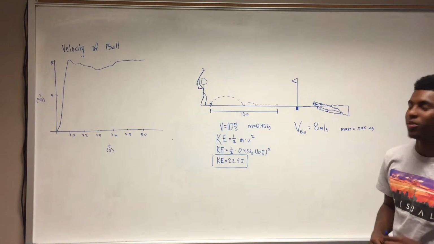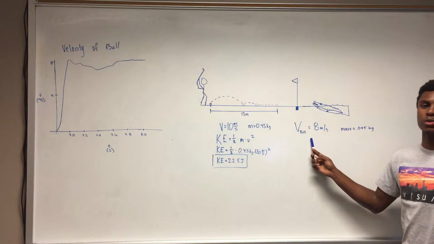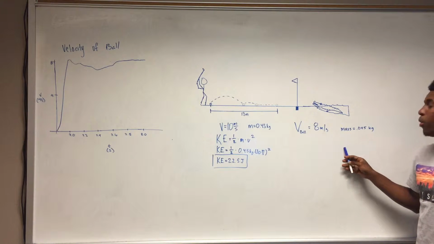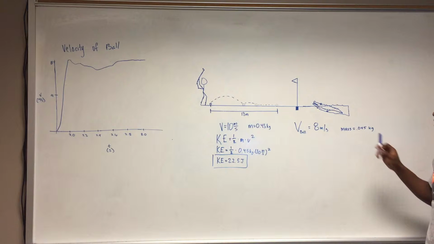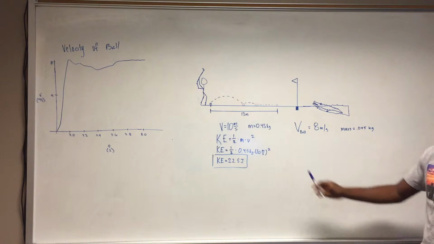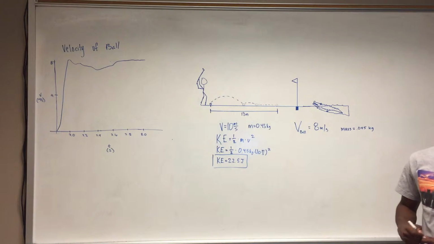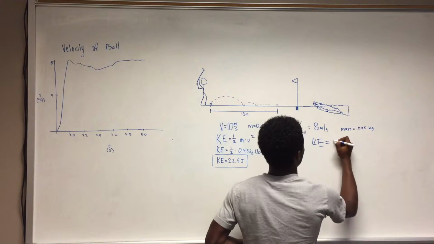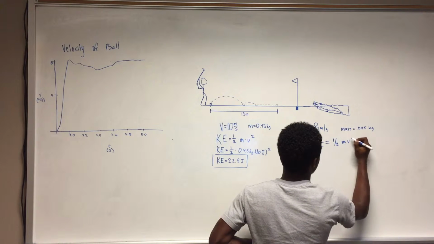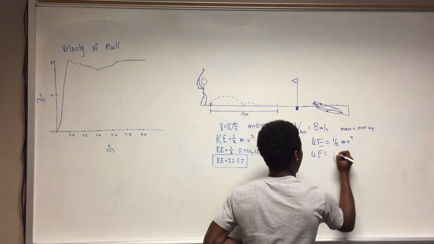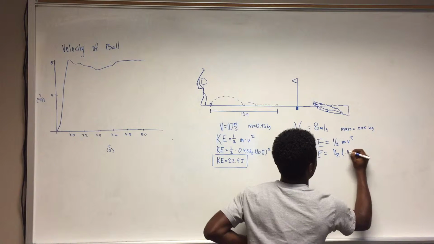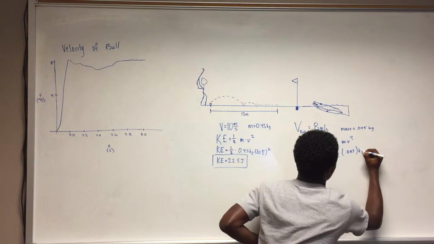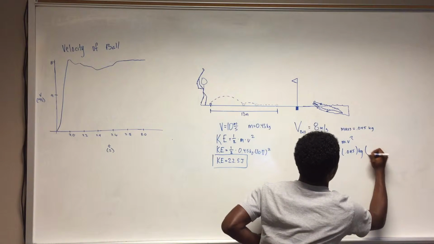From Tracker, we found that the velocity of the ball is 8 meters per second, and we looked up the standard mass of a golf ball, and it turns out to be 0.045 kilograms. Using these two things, you can plug them into the kinetic energy equation. Make sure that you don't forget your units. When you plug this in, you'll get 1.44 joules.